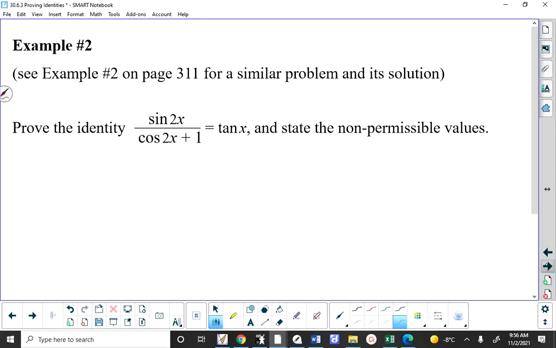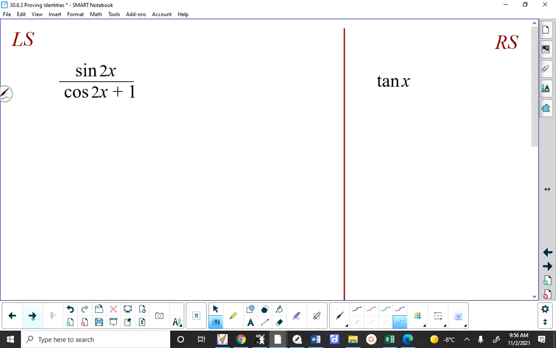Okay, we want to prove this identity and state the non-permissible values. You know what? Let's not state the non-permissible values. Finding the non-permissible values here will fit better into a different lesson. So I'm just interested in the proof. So how are we going to prove this? Well, look, we have to listen to the strategy here. You have to take the left side and turn it into the right side, or take the right side and turn it into the left side, or work on them each back and forth so they become each other.